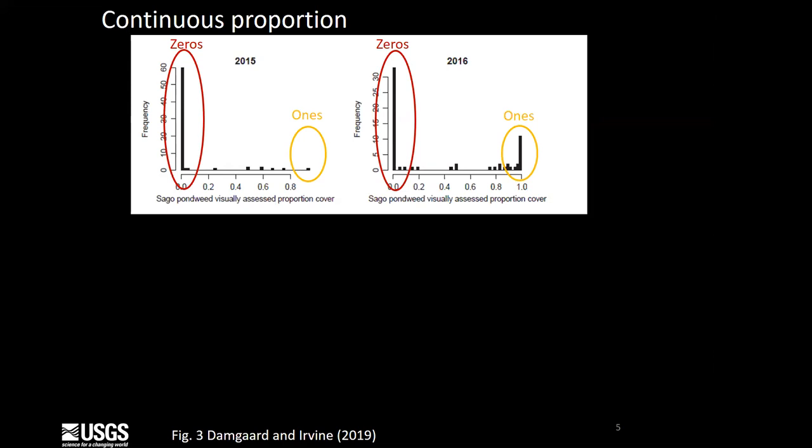Also, there's quite a few plots that had 100% cover of sago pondweed. So you can see that proportion actually changed between 2015 and 2016. What happens in between those two years is they remove the water from the wetland to dry it down, and that is meant to promote growth of these submerged aquatic plants. So we can see, just staring at this picture, that something happened, right?